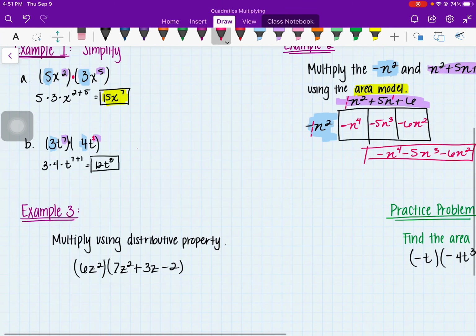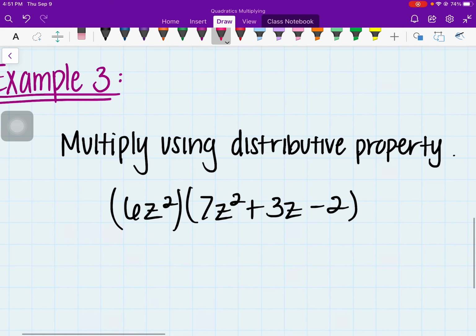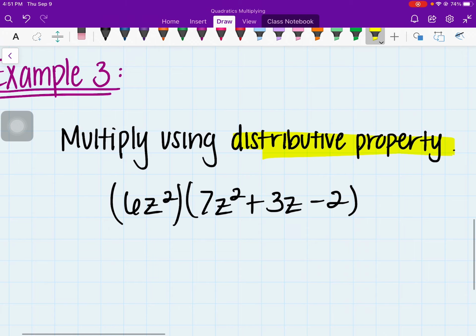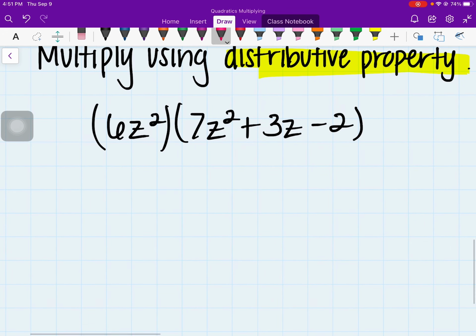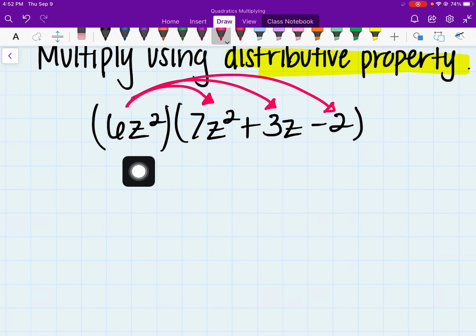Alright, moving on to the next one, guys, and here is the next one. In this case, we are going to be showing the distributive property in this example. And what the distributive property is, is that whatever number you're multiplying in your parentheses here, you're actually going to be multiplying it by everything in your second parentheses or second expression. So this first expression, I have to multiply it by everything inside.